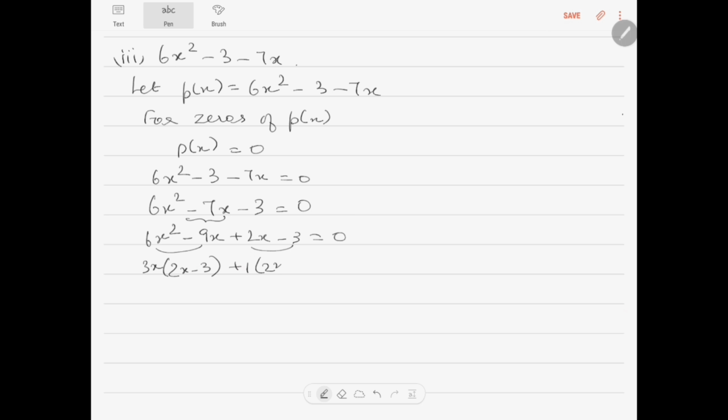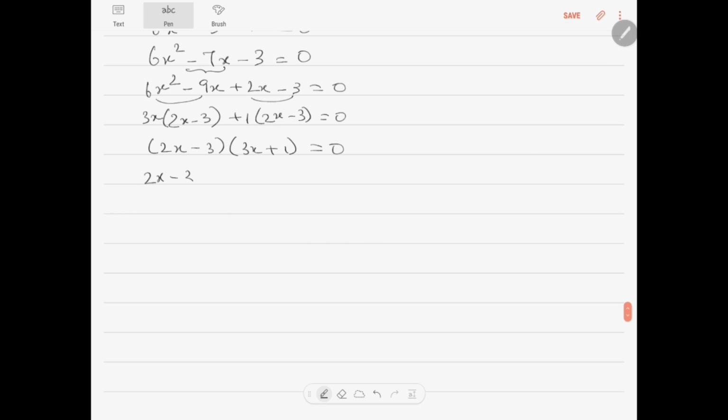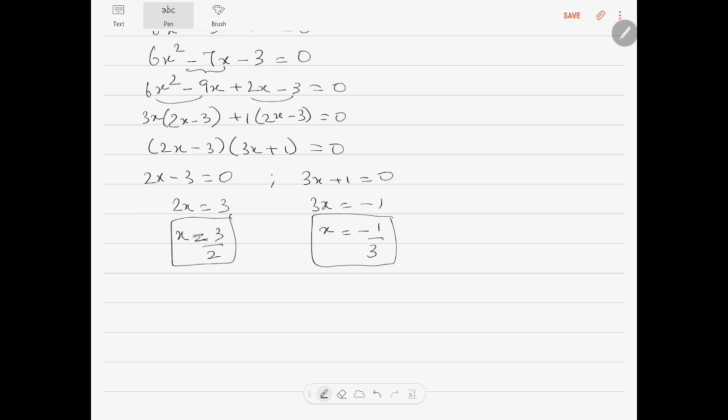Taking 2x minus 3 in common, we get 2x minus 3 into 3x plus 1 equal to 0. So 2x minus 3 is equal to 0, or 3x plus 1 is equal to 0. 2x equal to 3, x is equal to 3 by 2. Here 3x is equal to minus 1, x is equal to minus 1 by 3. So the zeros of p of x are 3 by 2 and minus 1 by 3.